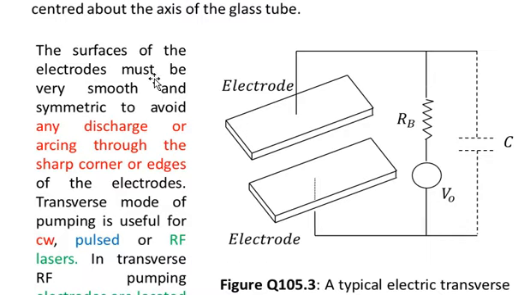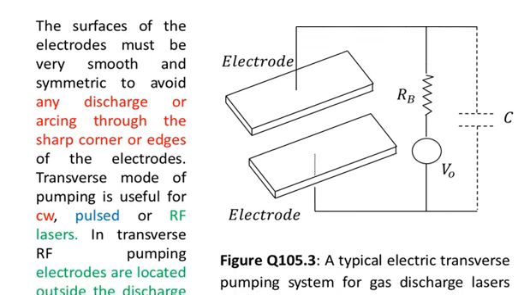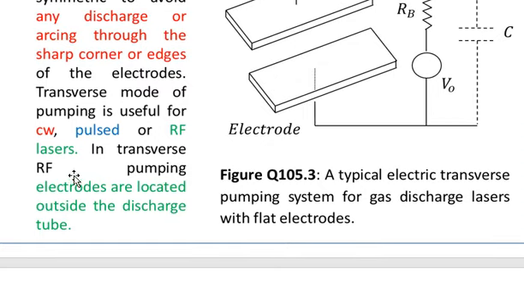The surfaces of the electrodes must be very smooth and symmetric to avoid any discharge or arcing through the sharp corners or edges of the electrodes. Transverse mode of the pumping is useful for continuous wave, pulsed, or radio frequency lasers. In transverse radio frequency pumping, electrodes are located outside the discharge tube.